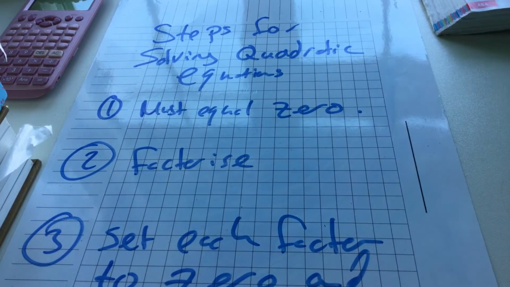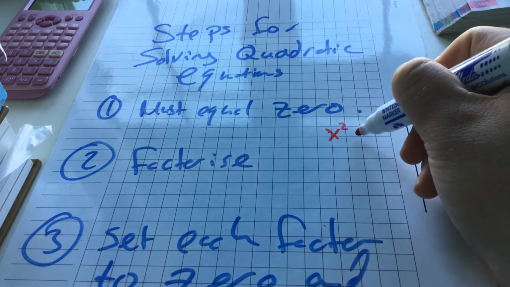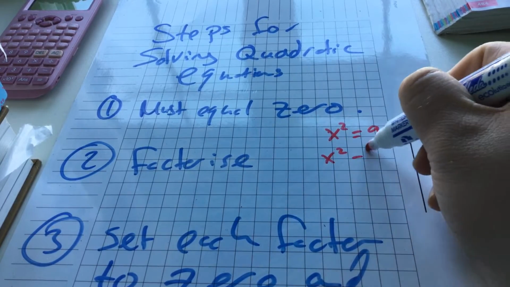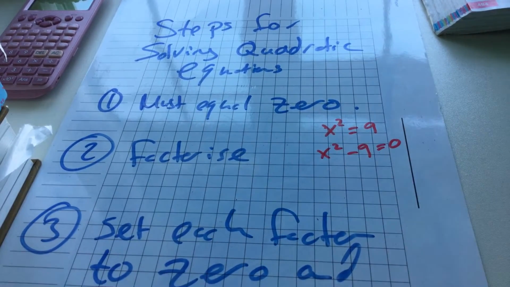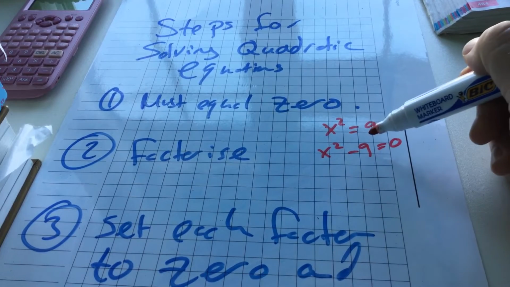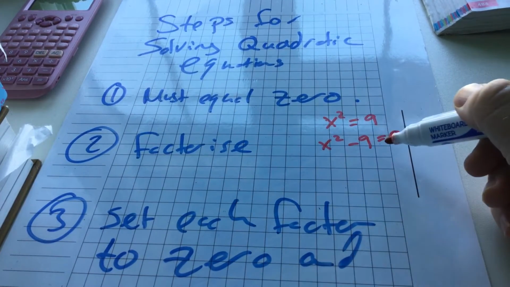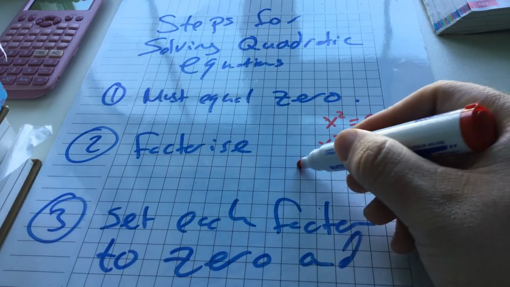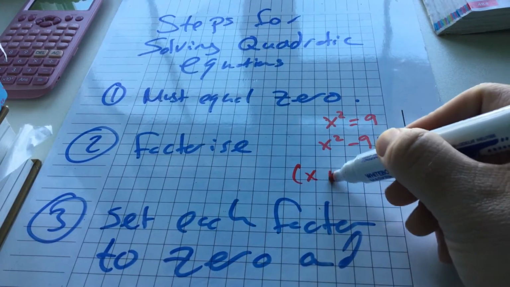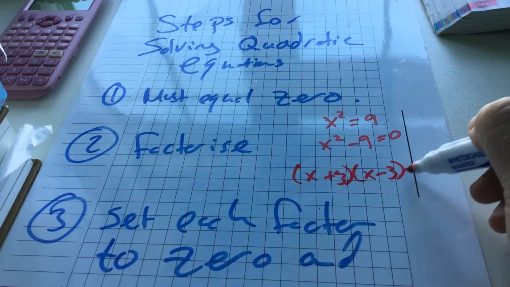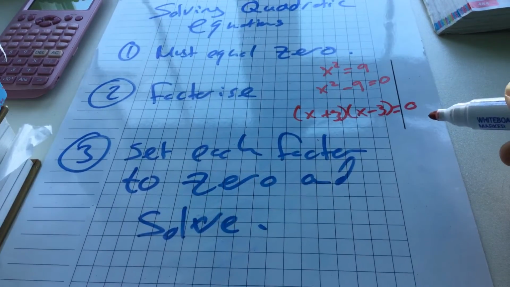For instance, if you have x squared equals 9, you're going to rearrange to x squared minus 9 equals 0. So you have to rearrange. The second one, you're going to factorize. So if I factorize x squared minus 9, the difference of two squares, it'll be x plus 3 by x minus 3, still equals 0.